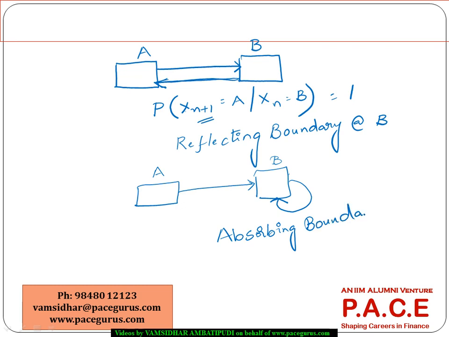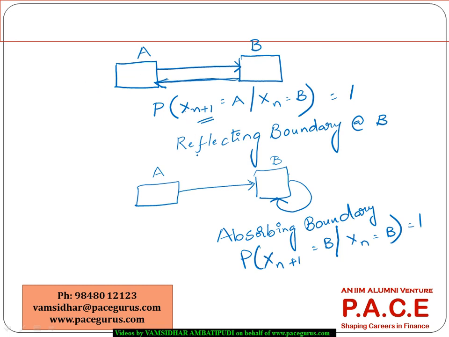So in that case, the probability of xn plus 1 equal to B given xn equal to B is 1, because it will not go anywhere else. It will be there in that particular state only. In that case, we call that particular process to have an absorbing boundary at B.